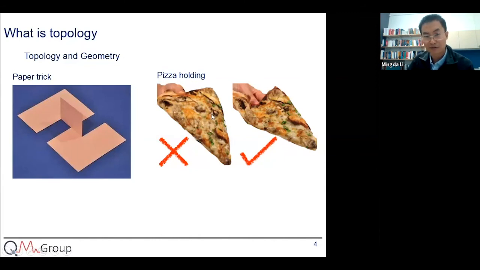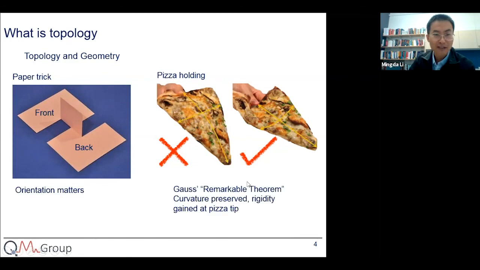And the other example, when we try to hold a pizza, we don't want to hold it like this, but we want to fold it along this edge, so it gains some rigidity all the way to the tip. To see why this is the case, here the two sides are the back and the front side of the paper, and orientation matters. In the right example, it has a flat curvature. So when it's flat and even if we twist it a little bit, it wants to maintain this flat curvature. That gives the rigidity all the way to the pizza tip.